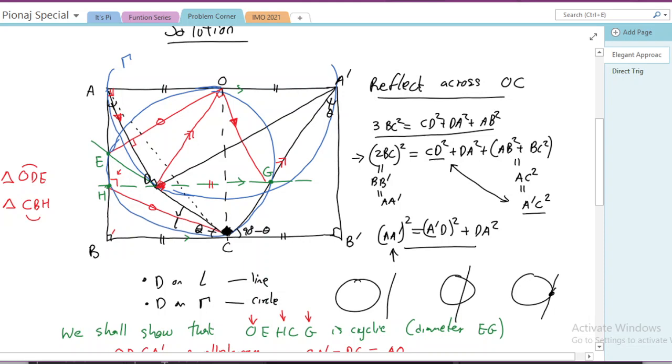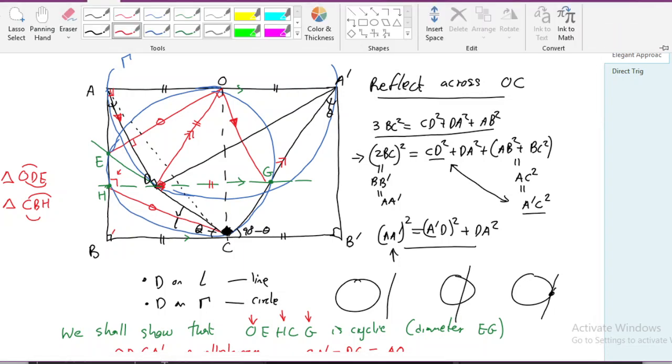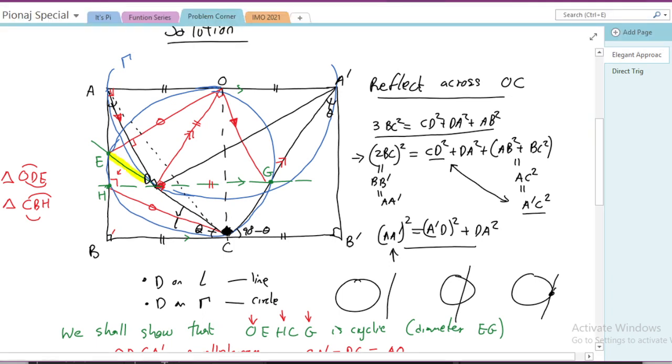Why OD is equal to this is because OD is the radius of the first blue circle, that's gamma. So it's also equal to AO, OA prime, and BC, and so on. So it's equal to BC, and then OE we just got to be equal to CH. So by Pythagoras theorem, the third sides would also match up. So we get this is equal with this.